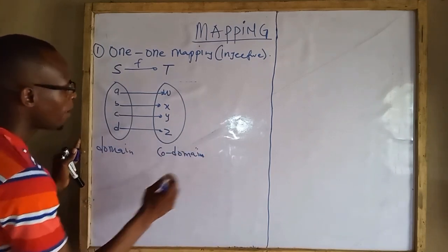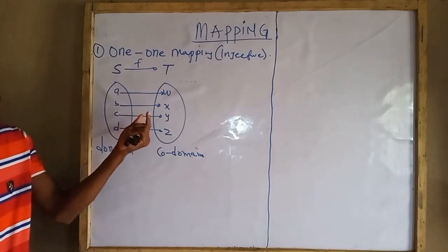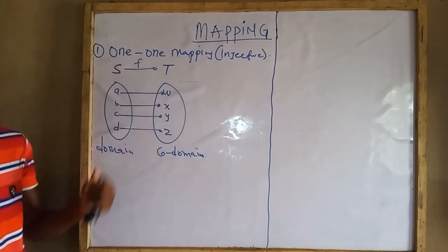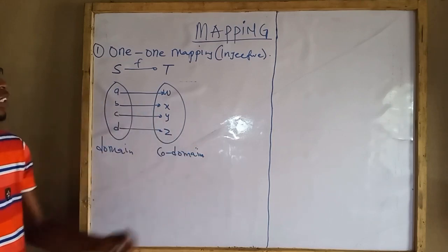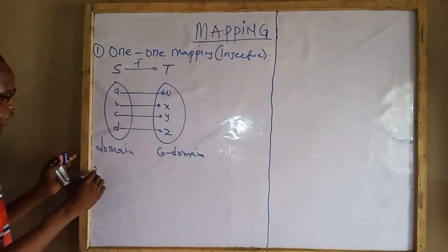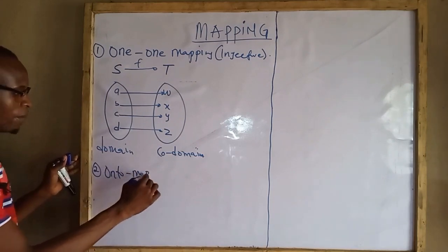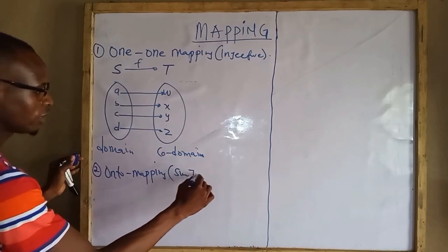So a mapping in which the elements in the domain are paired to a single element in the codomain is said to be one-to-one mapping. So you can see they are paired to a single element. Now the second one is onto mapping.